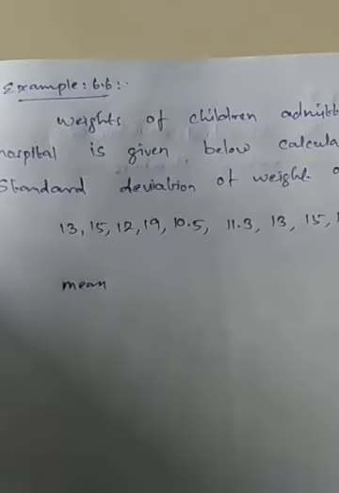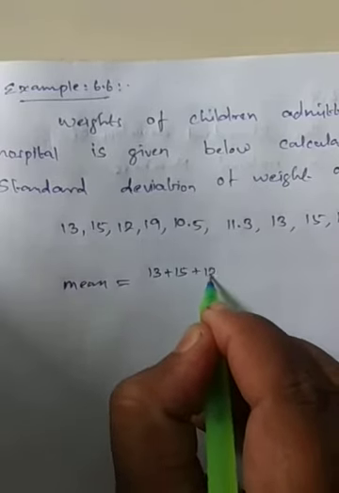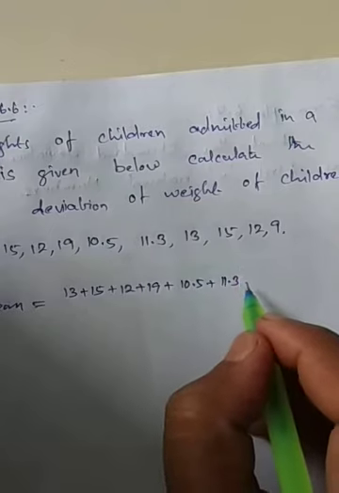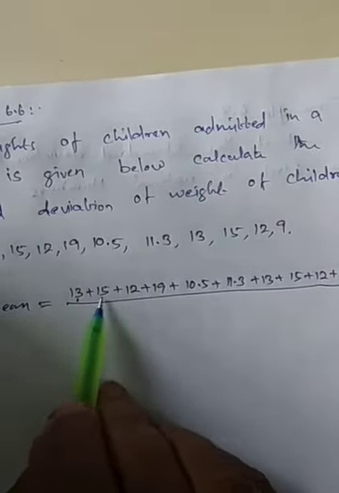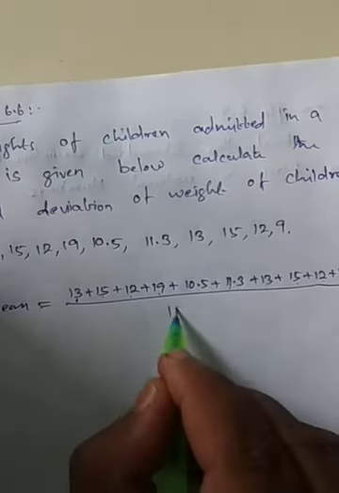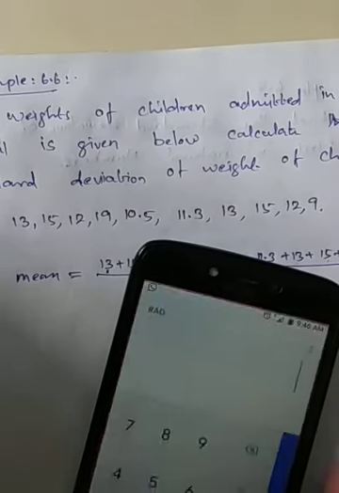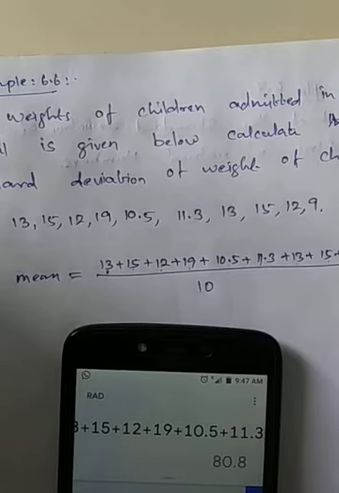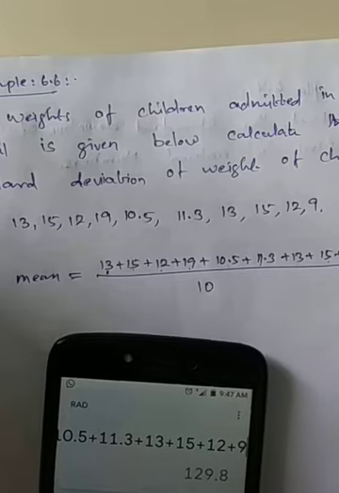So the mean is nothing but 13 plus 15 plus 12 plus 19 plus 10.5 plus 11.3 plus 13 plus 15 plus 12 plus 9, entirely divided by the count of the data: 1, 2, 3, 4, 5, 6, 7, 8, 9, 10. So we divide by 10. Now we add these data, and we are getting 129.8.